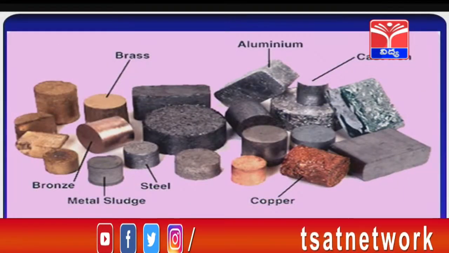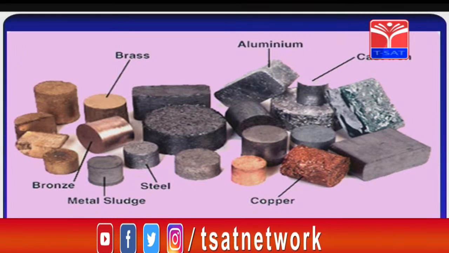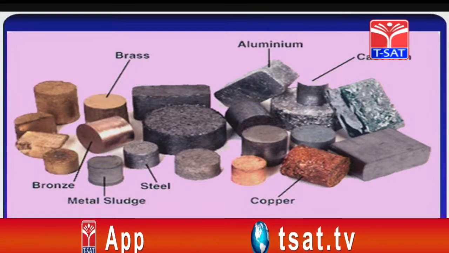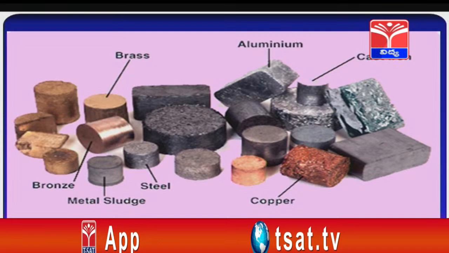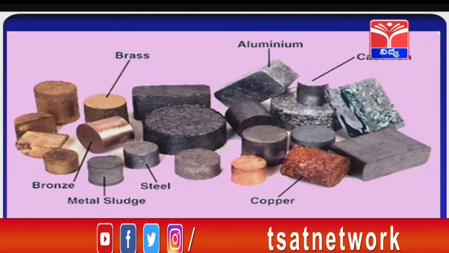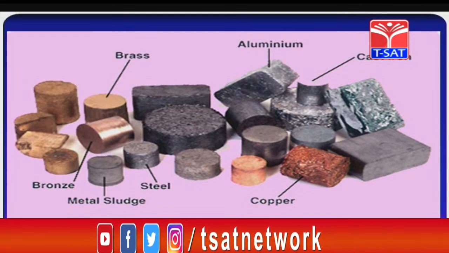So, children, we have different types of metals available in our nature. We have metals like aluminium, iron. These metals, when they are mixed with other metals, an alloy is formed and it forms new mixture of metals called as alloys like brass, bronze, steel, etc. We will be studying about alloys.